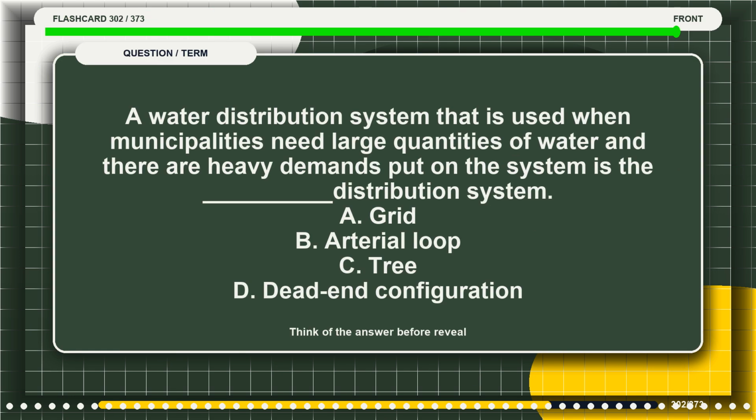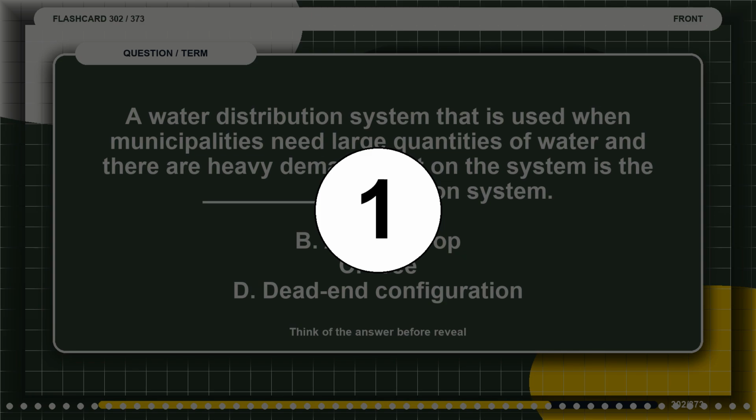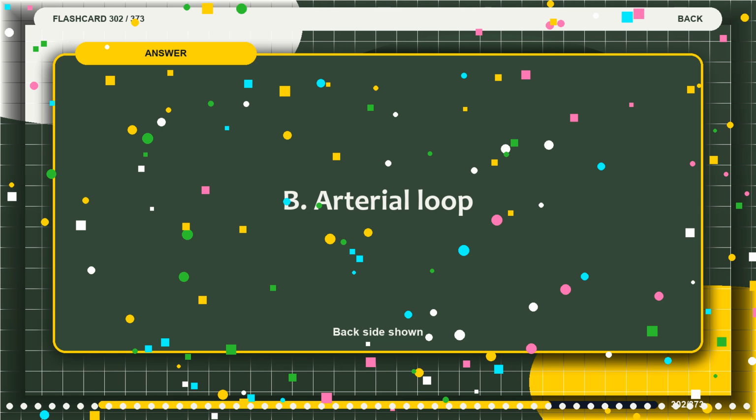Flashcard 302. A water distribution system that is used when municipalities need large quantities of water and there are heavy demands put on the system is the blank distribution system. A. Grid. B. Arterial loop. C. Tree. D. Dead-end configuration. Think of the answer before the reveal. The answer is B. Arterial loop.